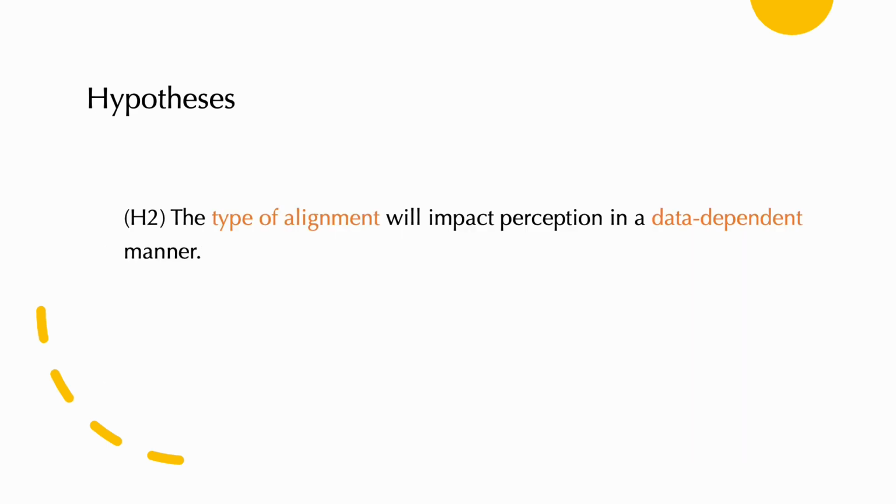Now let's move on to the second hypothesis. The type of alignment will impact perception in a data-dependent manner. Let me first introduce what is alignment type.